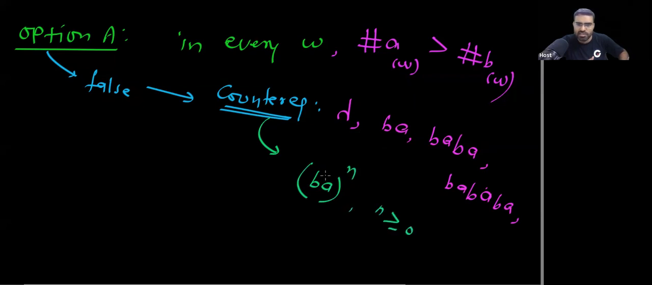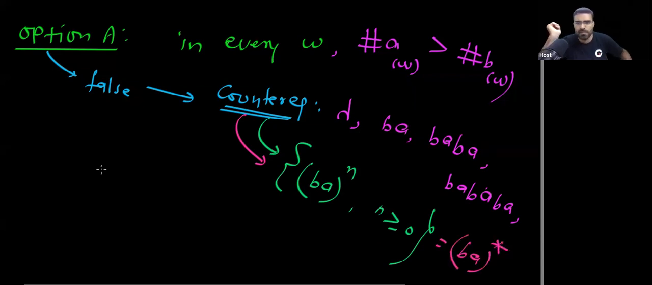These strings are the counterexamples. Can you notice these strings are the counterexample? BA star. These strings are the counterexample because these strings belong to L.